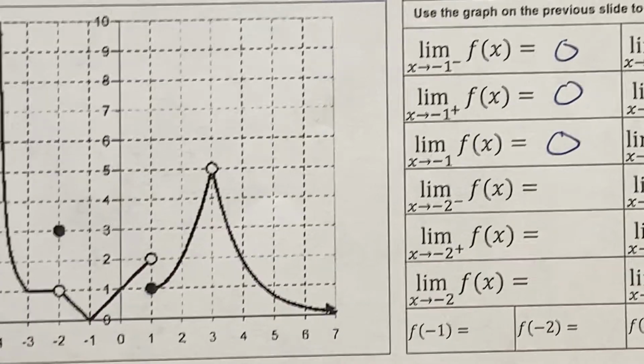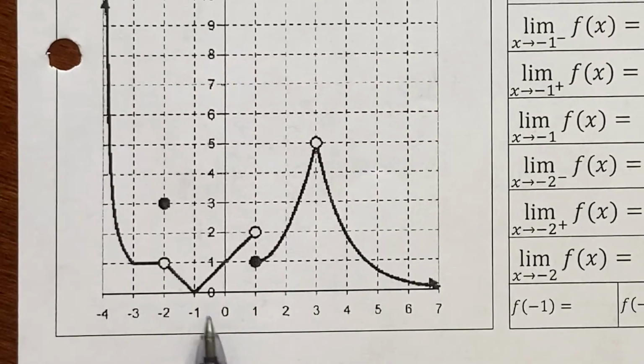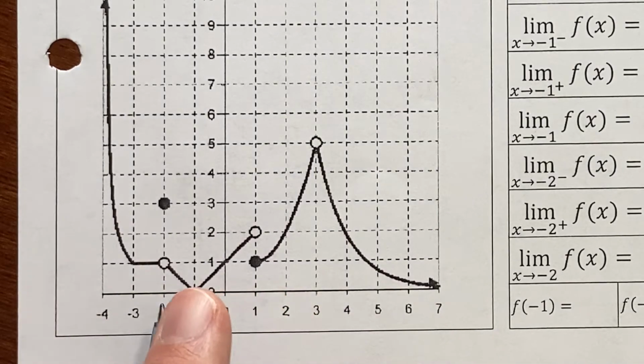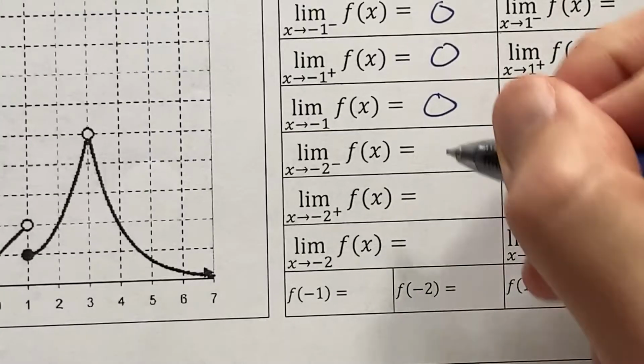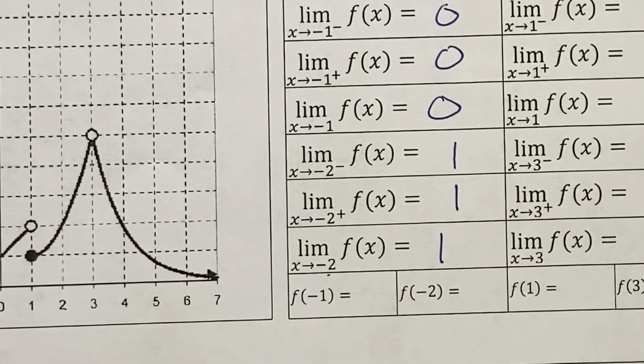Let's look over, I guess we can do this one. -2 from the left. So we got -2 over here. From the left side, it's getting really, really close to 1. From the right side, looks like it's getting really, really close to 1. So from the left is 1, from the right is 1. That means that the limit as x approaches -2 is equal to 1. Okay.